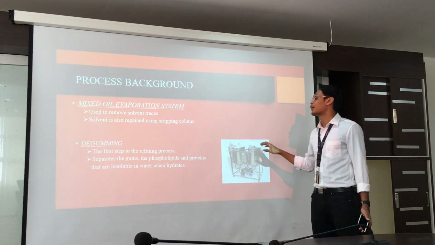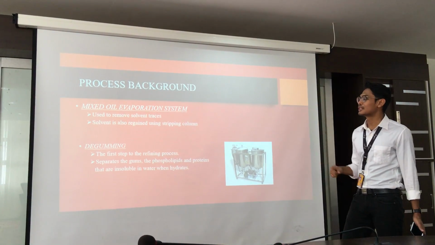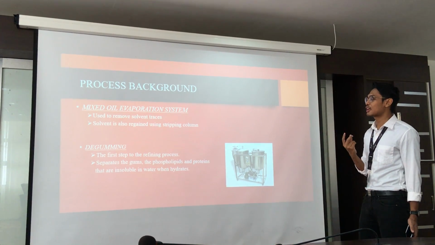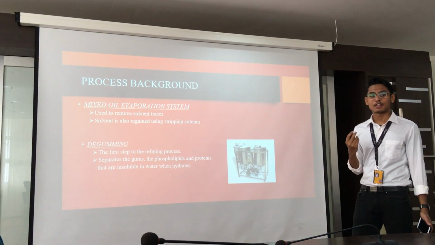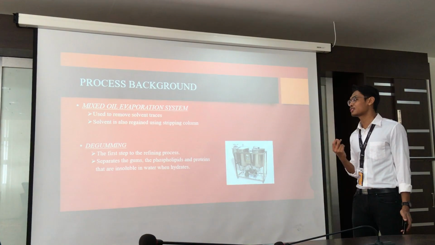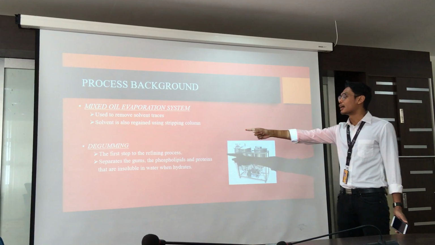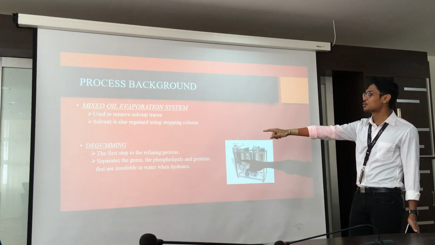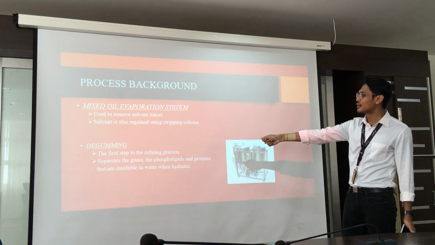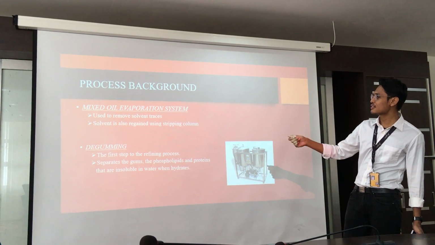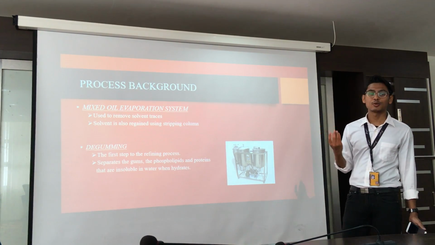And then we go to degumming, the first step of the refining process. As we know, the refining process has five steps. First, degumming. The function of degumming is to separate the gums, the phospholipids and proteins that are insoluble in water.